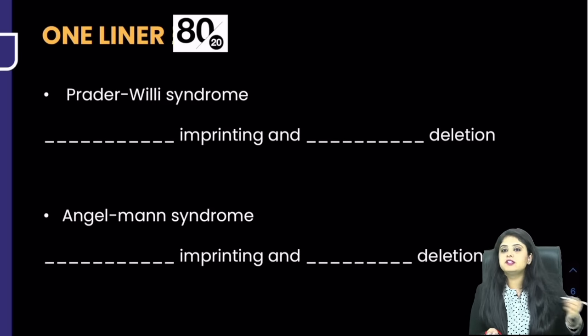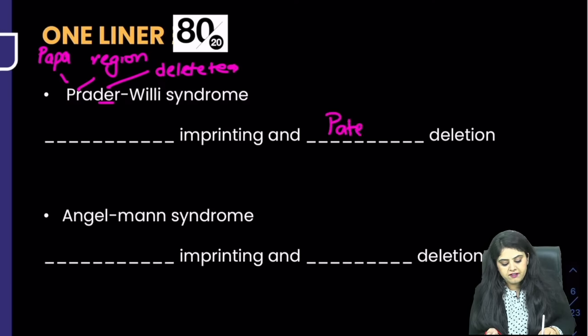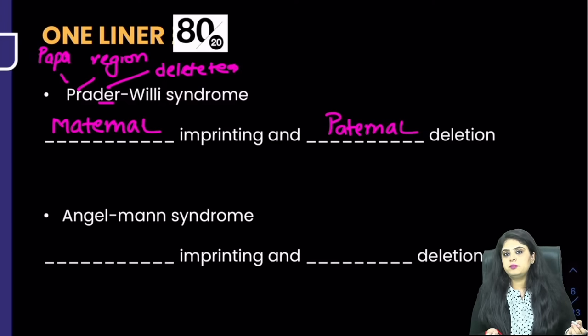So simple, ma'am. What is maternal? What is paternal? What was the simple mnemonic? Prader-Willi was Papa region deleted. Excellent. So I know that Prader-Willi will have paternal deletion, and that automatically means that there's going to be maternal imprinting. That is Prader-Willi syndrome.